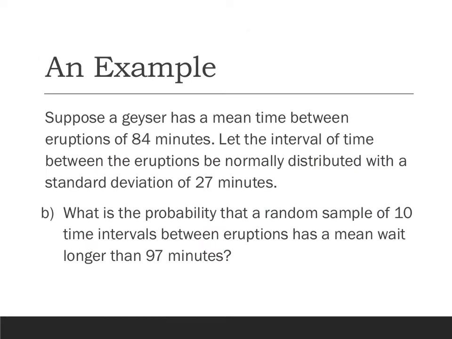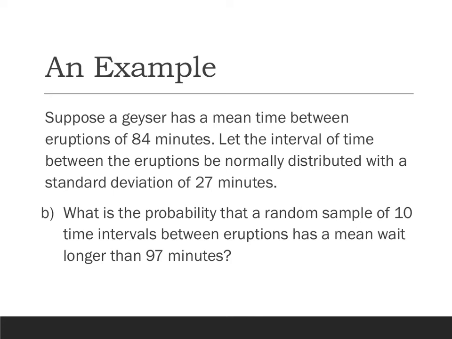All right, this next part, so same setup. We still have a geyser where the mean time between eruptions is 84 minutes. Standard deviation is 27 minutes. We expect it to be approximately normal or normally distributed. So now we know what is the probability that a random sample of 10 time intervals between eruptions has a mean wait time of more than, or longer than, 97 minutes.